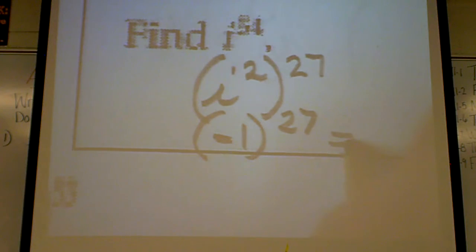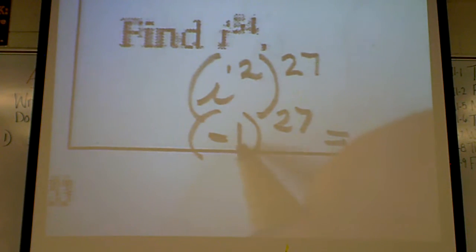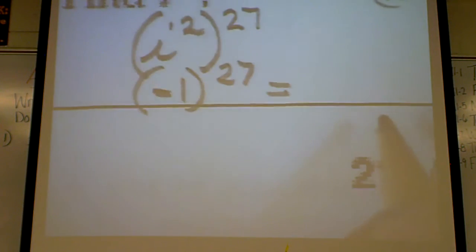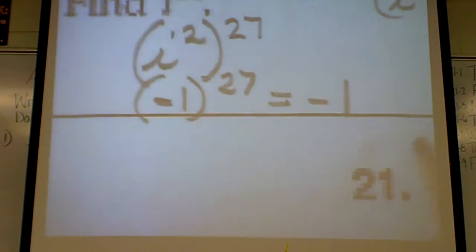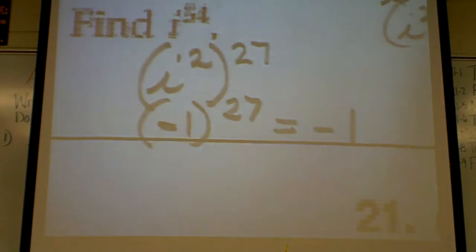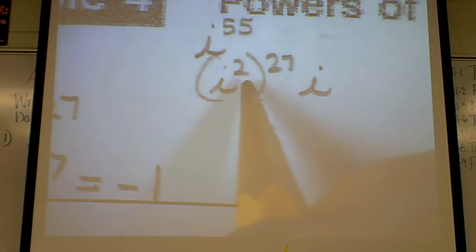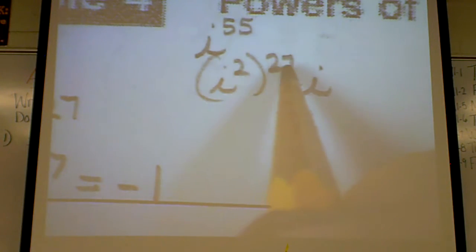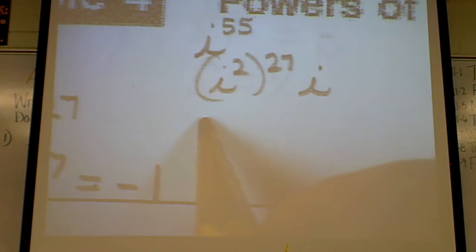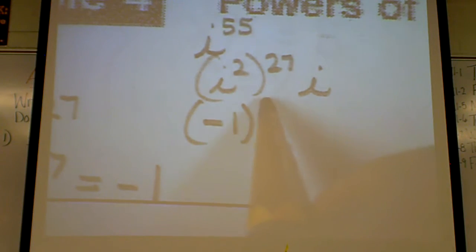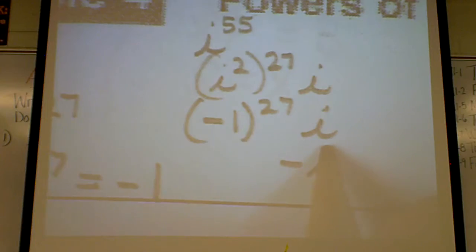Is it 1 or negative 1? What's negative 1 multiplied by itself 27 times? It's negative 1. There you go. Now look at this one. When I had a 55 here, 2 goes into 55 27 times, but we had 1 left over. So this one would be negative 1 to an odd power, which is negative 1. So this answer would be negative i.